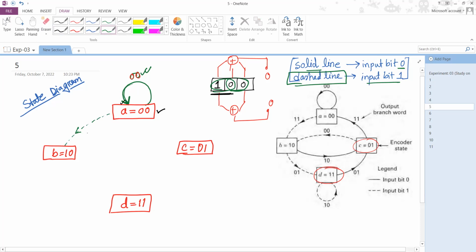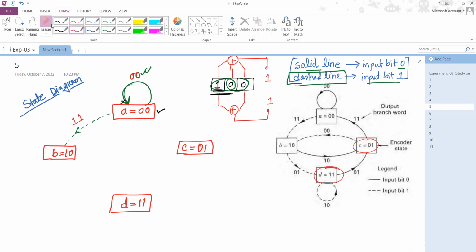That means we are considering our input bit as 1. And what will be the output now? The output will be here for 1, 0, 0. If I modulo 2 add here, then it will be 1. And for this case, 1, 0, 0, it will also be 1. That's why we are giving 1, 1 as our output. Now the state 0, 0 is finished. After that, we are going to evaluate for the state B, which is 1, 0.